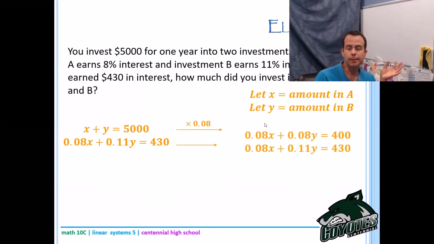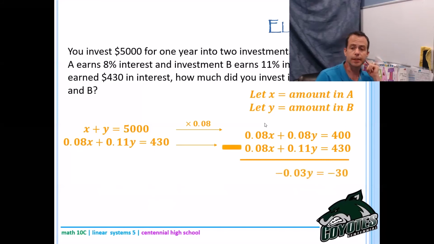Okay, so that's going to give me 0.08x plus 0.08y equals 400 on the top, and then the same thing on the bottom. I'm ready to eliminate. I'm going to eliminate through subtraction, because the numbers on my x's are the exact same. So to make them 0, I would subtract them from each other. So when I subtract all the columns, that's going to give me negative 0.03y equals negative 30. Divide both sides by negative 0.03, and I get y equals 1,000.